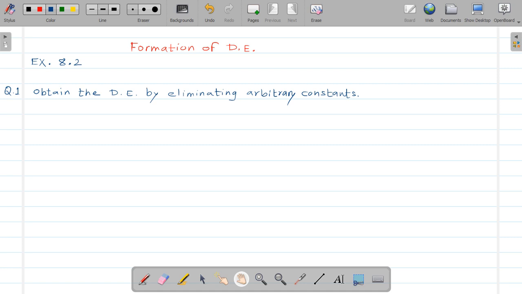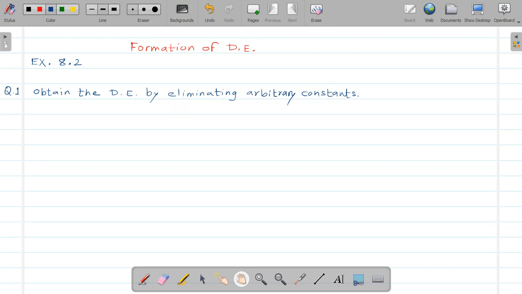Dear students, we are going to discuss formation of differential equation from the topic differential equation. In our last lecture we have solved some examples from the exercise 8.2. Today also we are going to solve some examples from that exercise. So let us see the question here, that is, obtain the differential equation by eliminating arbitrary constants.